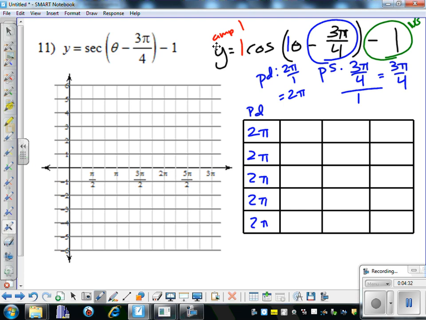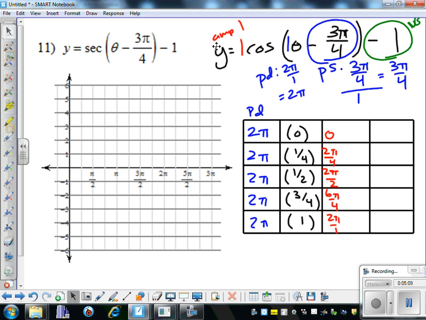My starting point, I'm going to multiply that times 0. Second point, 1/4. Third point, 1/2. Fourth point, 3/4. And last point, 1. Now, I'm going to take those numbers, so I'm going to have 0, 2 pi over 4, 2 pi over 2, 6 pi over 4 and 2 pi over 1.